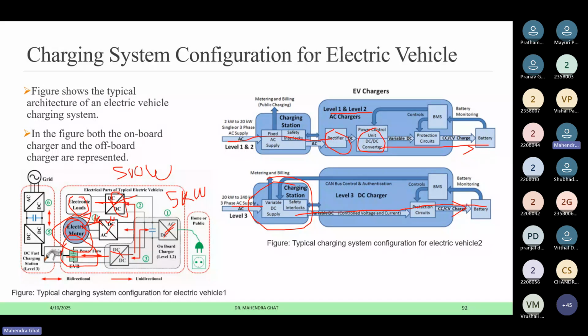Outside, which is the offboard charger, there we will have the three-phase AC supply input, an AC to DC converter, and a large DC-DC converter which directly charges the battery here.